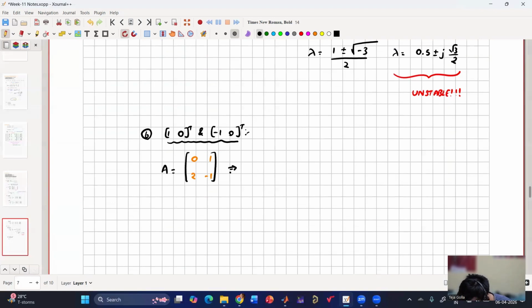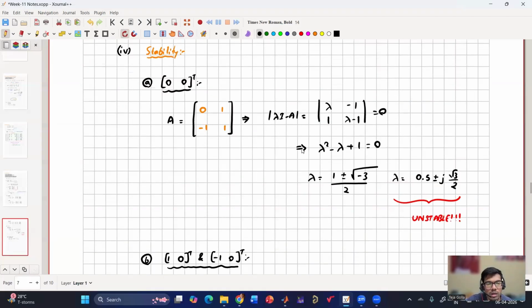Okay, now let us see what happens. So my A is this, so determinant of lambda I minus A is 0, means lambda, minus 1, minus 2, lambda plus 1, right? Wait a minute.